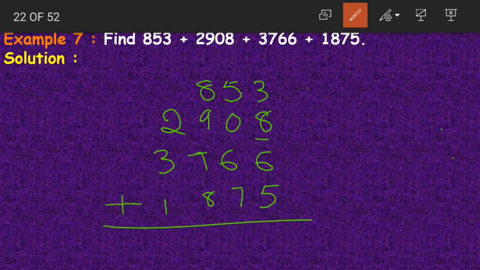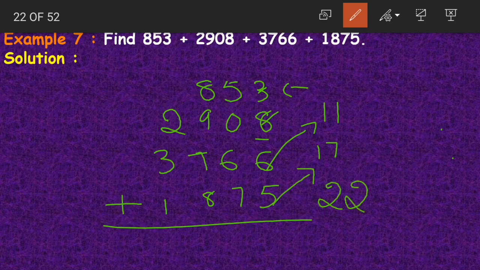Now coming to the ones place, we have 3 plus 8, which is equals to what? 3 plus 8 is equals to 11. Now 11 plus 6 becomes 17, and 17 plus 5 becomes 22. In this 22, this 2 is in ones place, so I'll write here. The extra 2 is in tens place, so I'll carry it. Coming to the tens place, 2 plus 5 becomes 7.